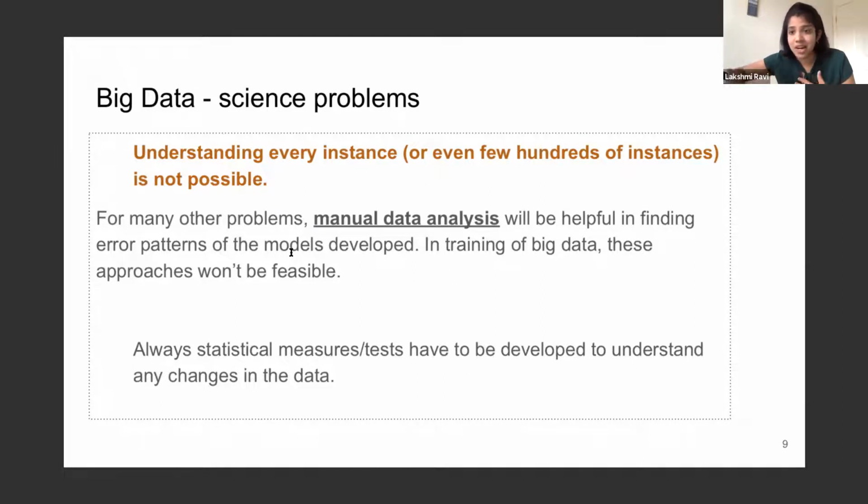Even looking at a few hundred of them is not going to give us any meaningful information, and you have to stick to statistical information. You have to start developing statistical measures, starting with mean, median, mode, or variance of the data, or any simple techniques that can at least help you start understanding the data set. And these are the problems related to big data.